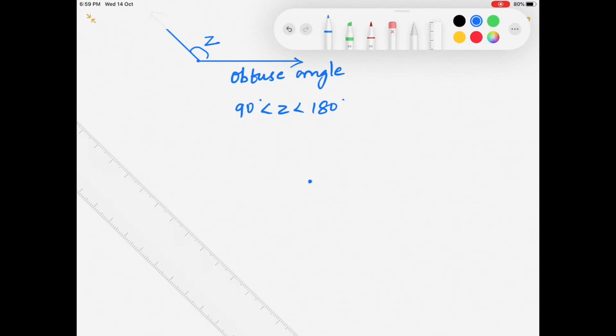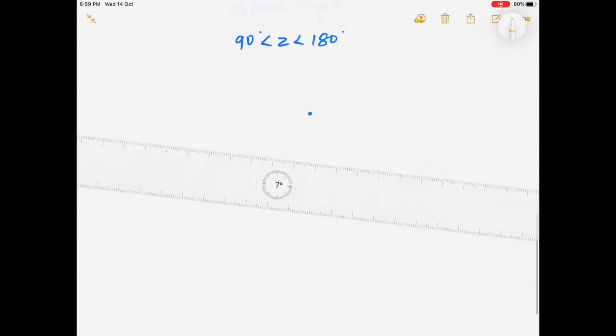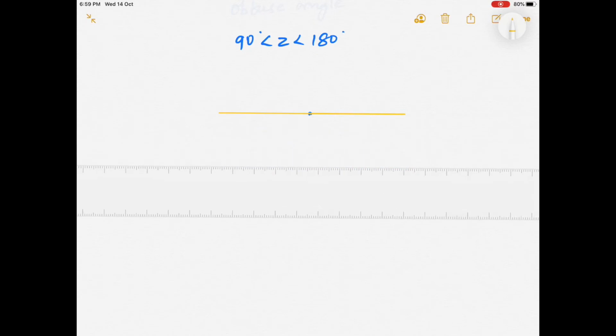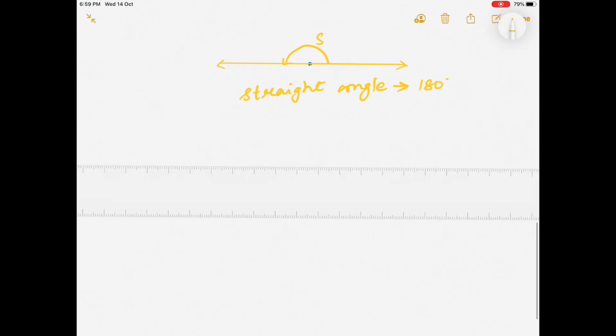Now let's take another originating point, and one ray is originating from this point like this, and another ray is originating from this point in the opposite direction. So these are the two arms of this point. Now what type of angle is this? S is forming what type of angle? This will be called as straight angle. And what is the measurement of this angle? 180 degree will be the measurement of this angle.